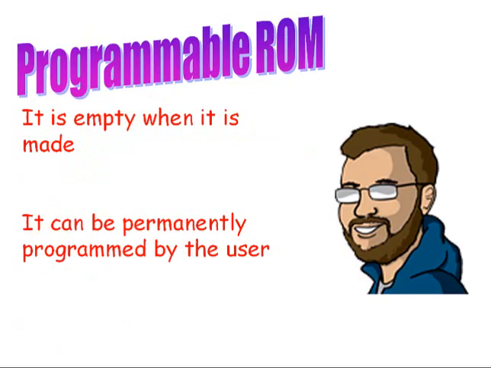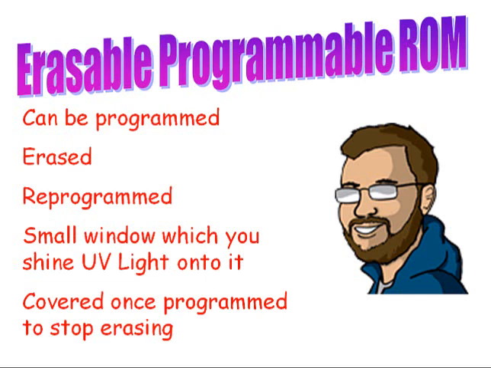PROM, programmable ROM, is ROM which is kind of different from what we've learned about it in that it can be changed by the user, so people can go and write instructions and so on that they want to carry out in a computer system to customize it. There's EPROM, which is the same as PROM, except you can erase it, which again goes against everything we've learned about ROM. You erase it by shining a UV light onto it.